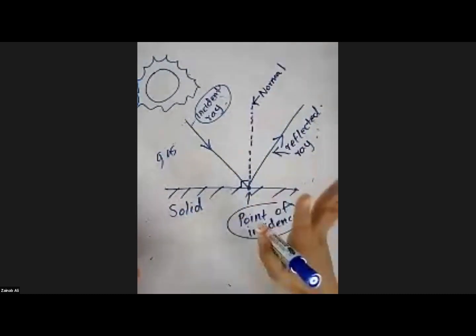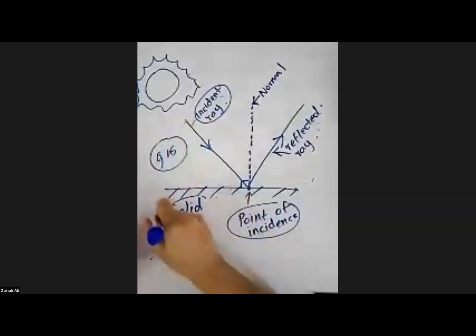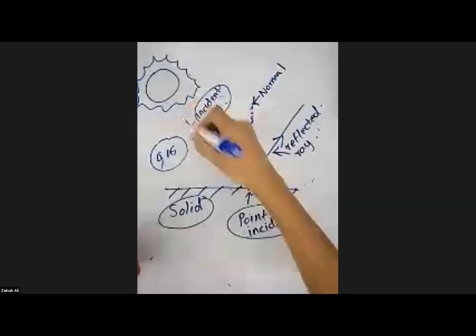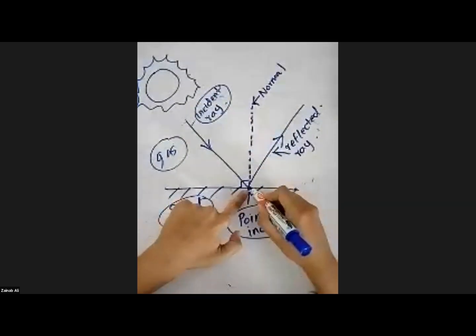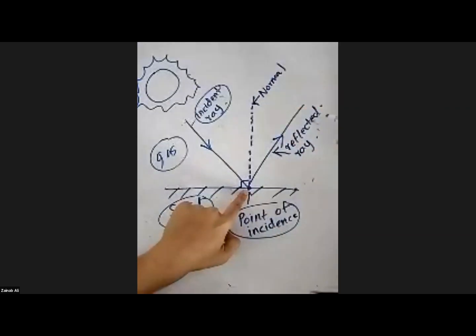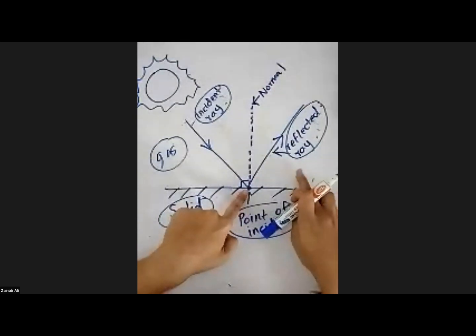There is no liquid here. You have only gaseous medium and solid medium here. So here the light ray is coming, falling on this point of incidence and is sent back into the same medium. So this ray, you call it the reflected ray.